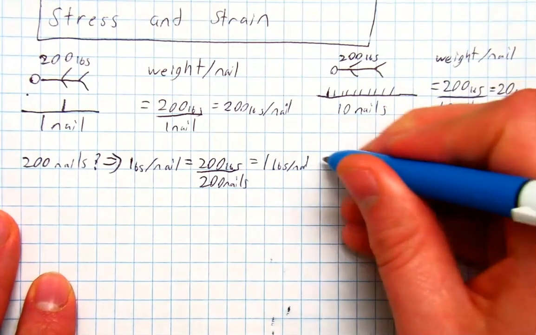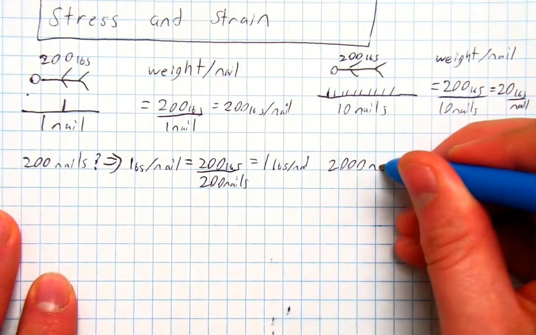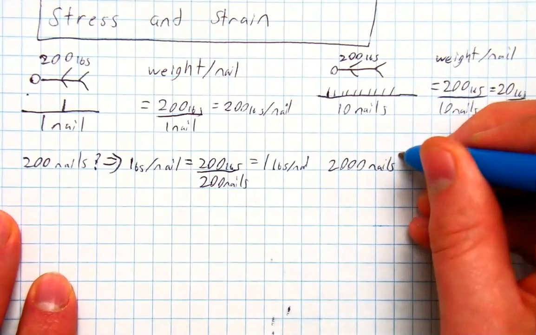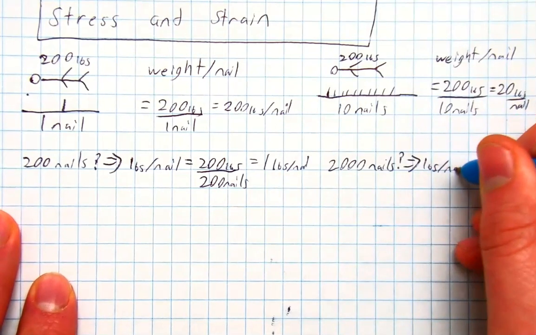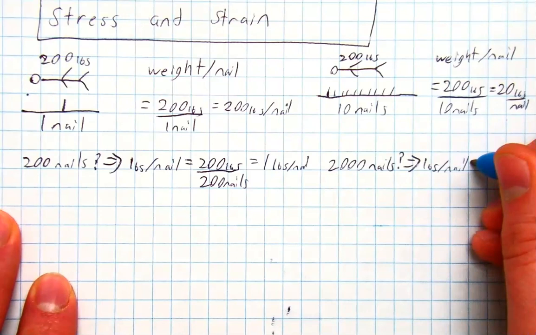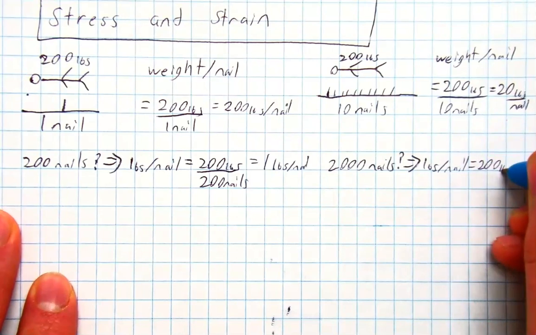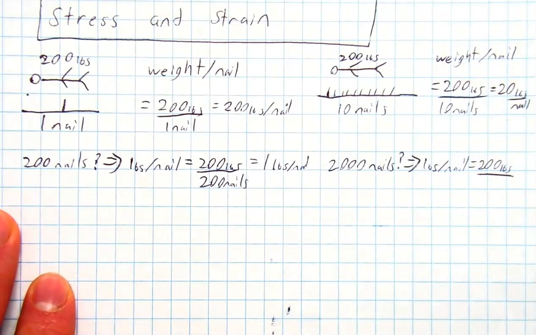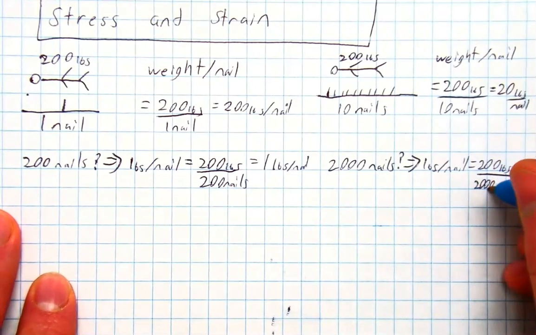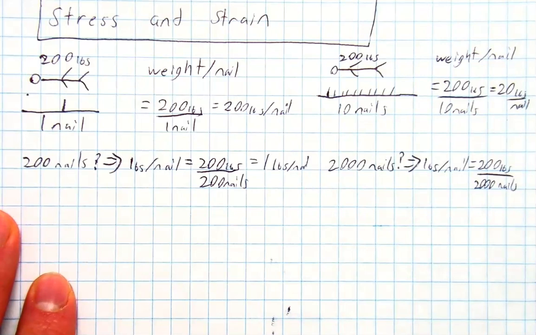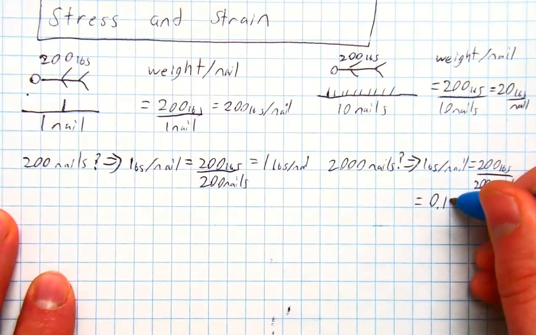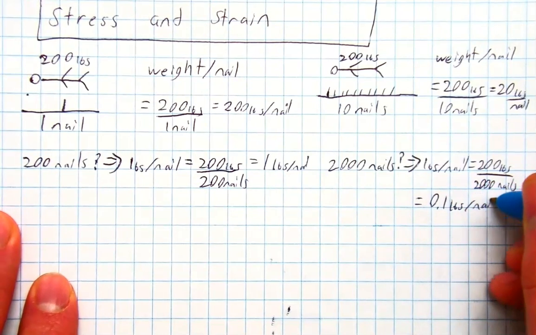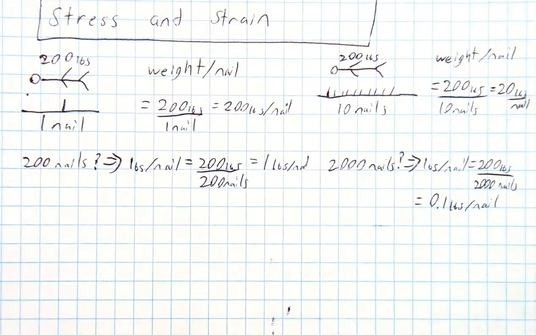And what if we said 2,000 nails? Well, that's the exact same thing. Pounds per nail equals 200 pounds per 2,000 nails. And what do we get? We get, I'll just write it down here because I'm running out of room, 0.1 pounds per nail. And so what does this mean? Well, actually, laying on more nails puts less force on your body.